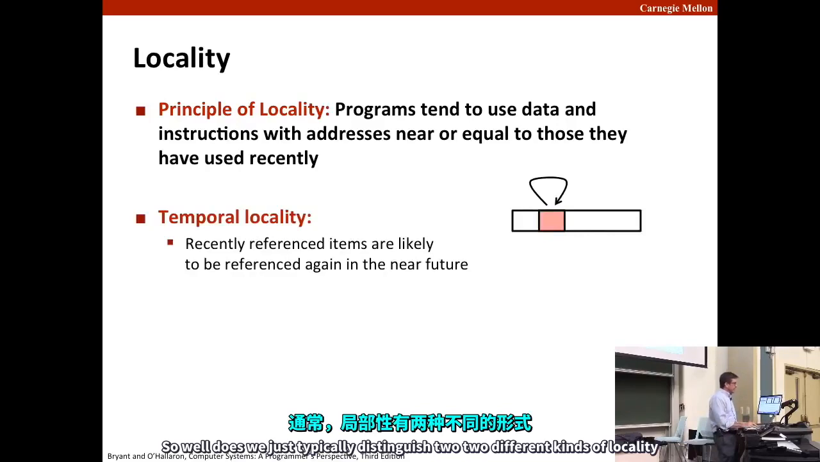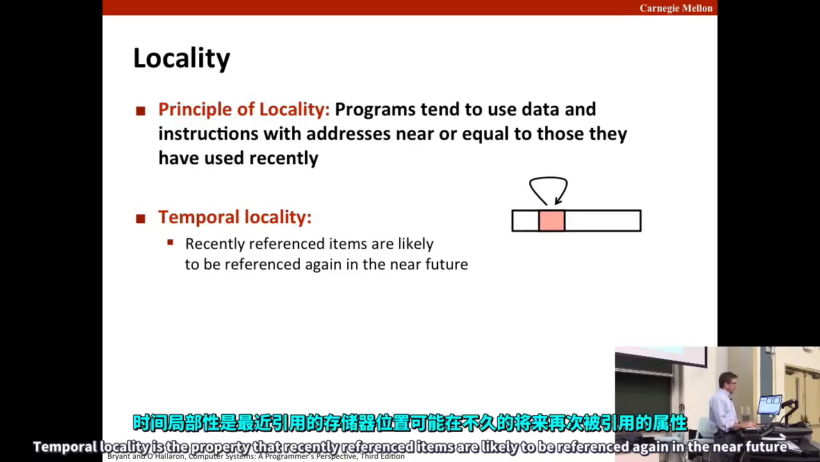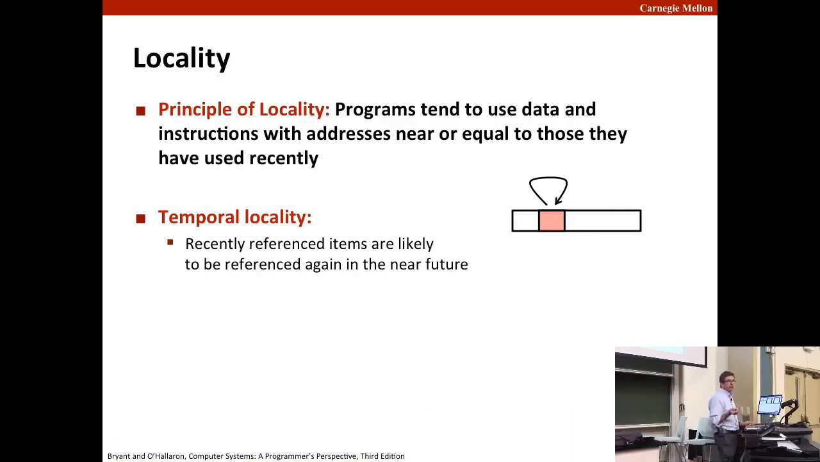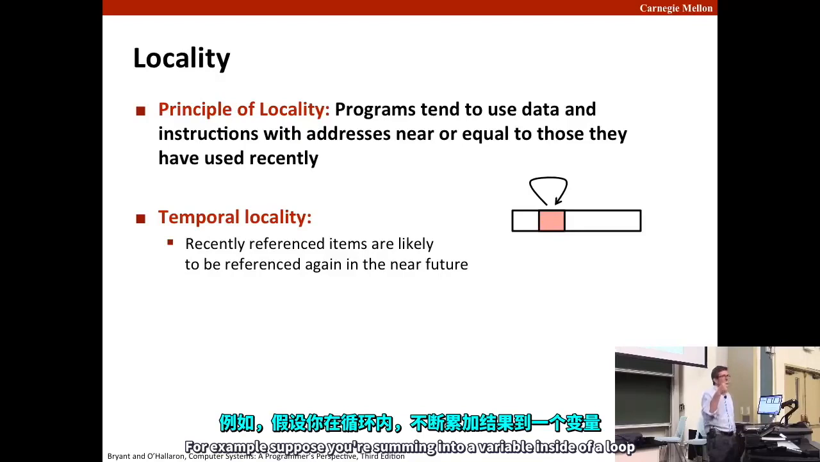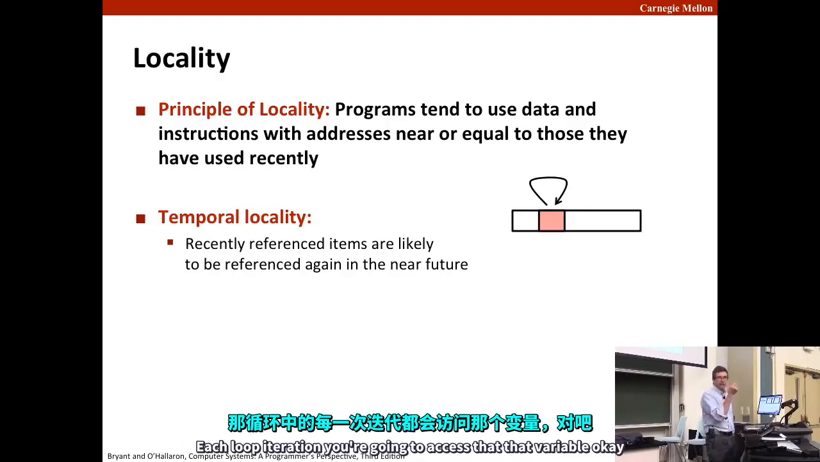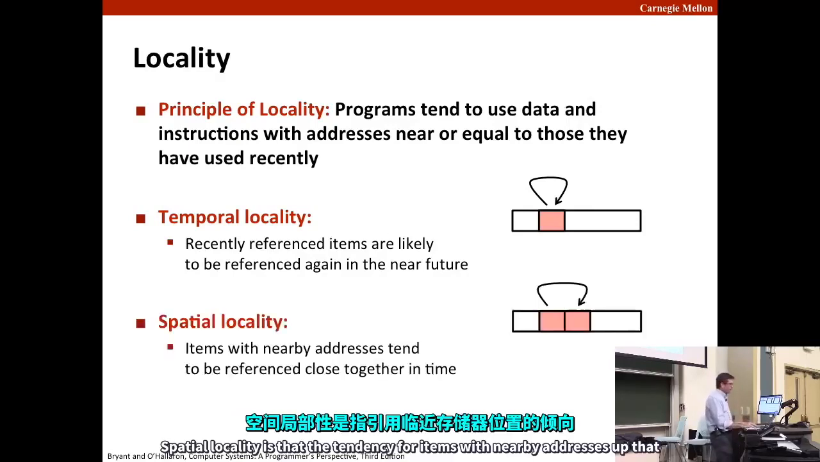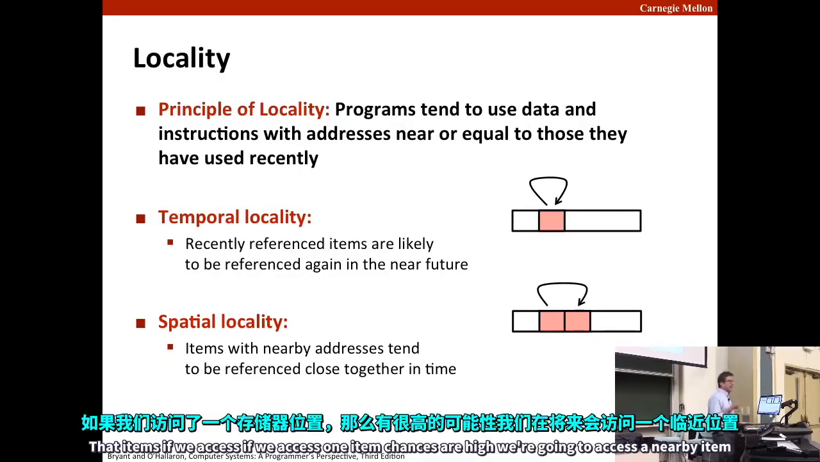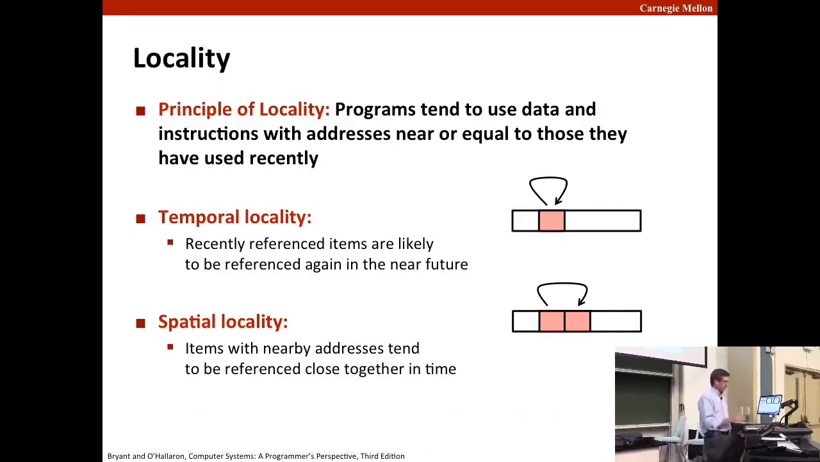So we typically distinguish two different kinds of locality. Temporal locality is the property that recently referenced items are likely to be referenced again in the near future. So if you read a variable, chances are you're going to read that variable again. For example, suppose you're summing into a variable inside of a loop. Each loop iteration, you're going to access that variable. Spatial locality is the tendency that if we access one item, chances are high we're going to access a nearby item.